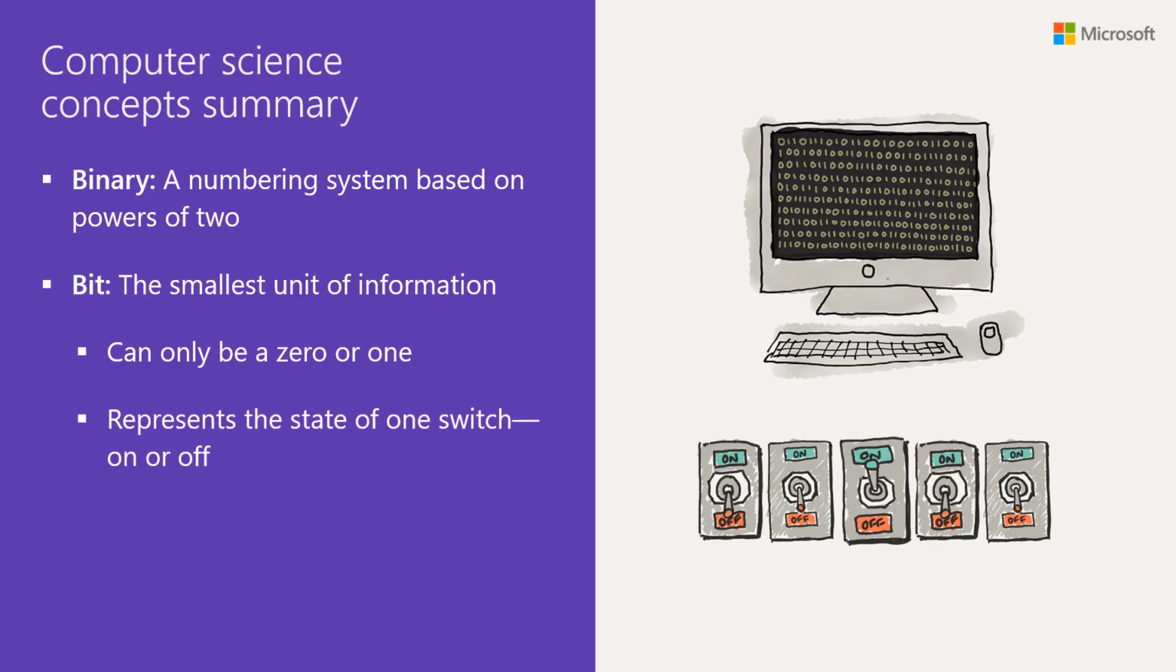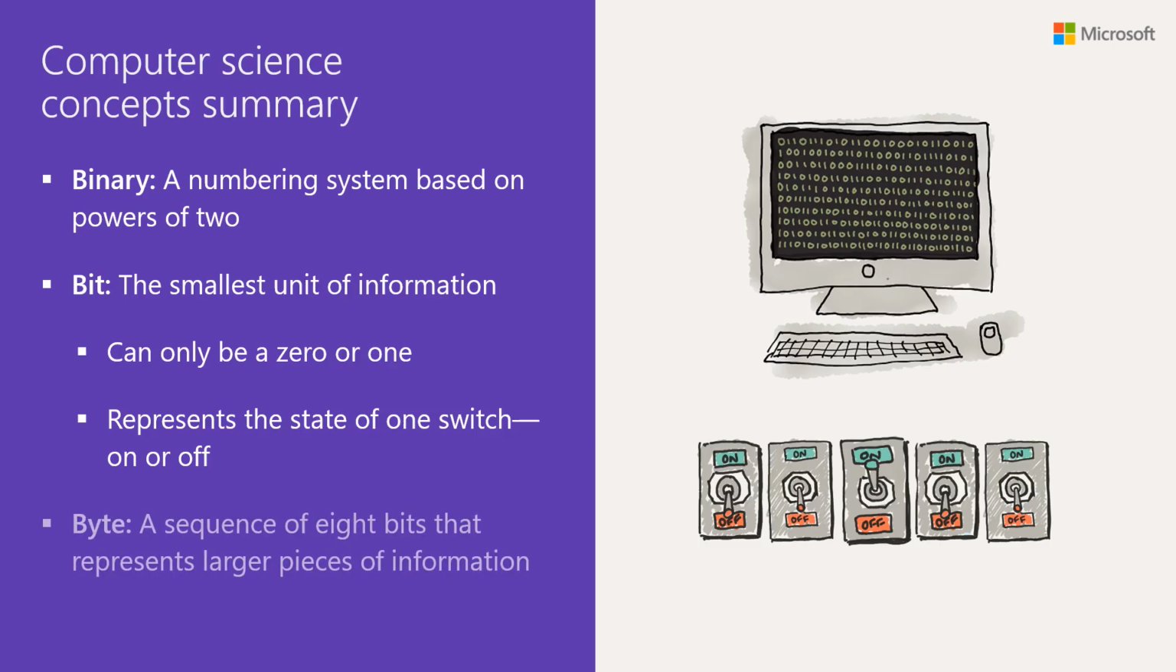Now, a byte is a sequence of 8 bits that are strung together to represent larger pieces of information. And you can think of each digit in a byte as representing an individual switch that's either 0 for off or 1 for on. Now, modern computers use transistors with billions of tiny switches of digital circuitry, and the information is still represented as a series of zeros and ones.